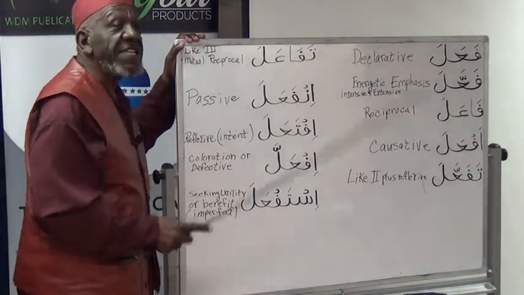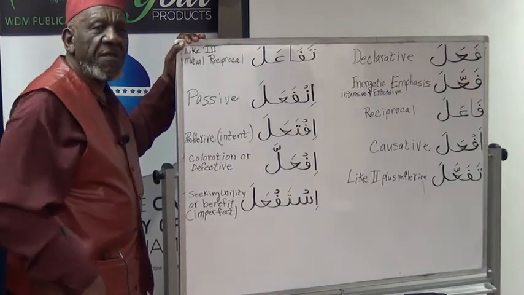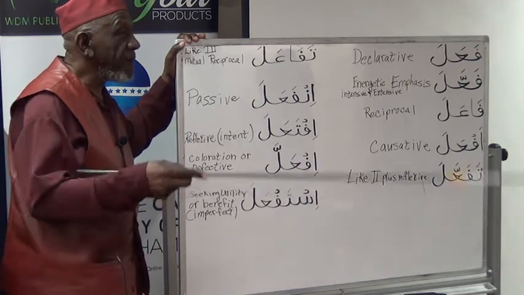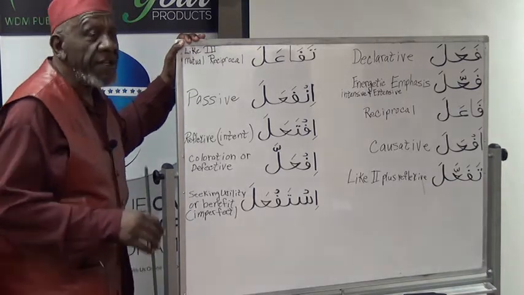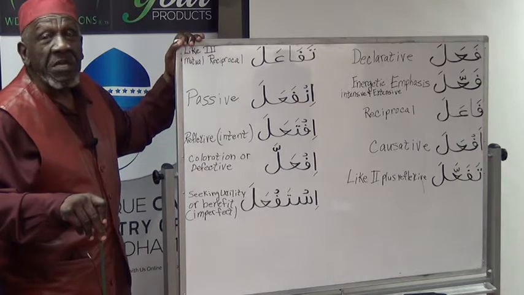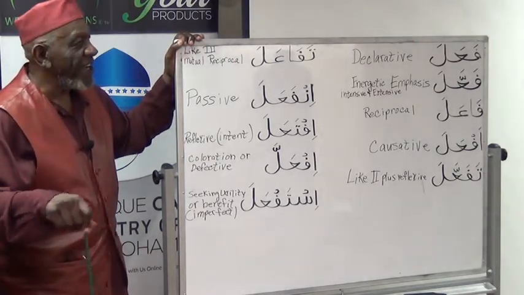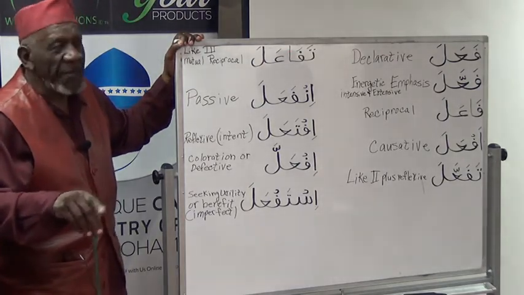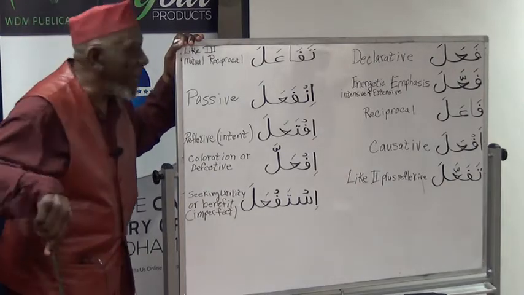So fa'ala is declarative. What do we mean by declarative? It just said it. It happened. He walked. Or I just say walked. Rajala. That means he walked. Rajala by itself would be an expression. It could be used as a whole sentence. I don't have to say huwa rajala, although we can say huwa, which would be he. But if I just say rajala, that means he walked. He went on foot.